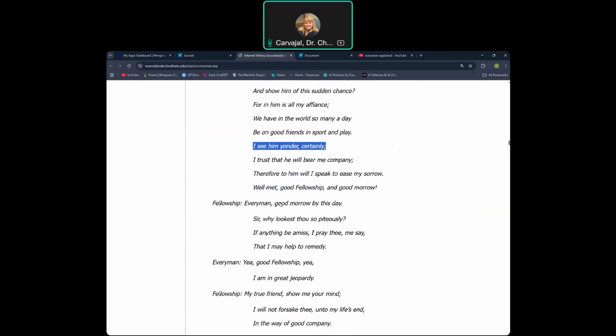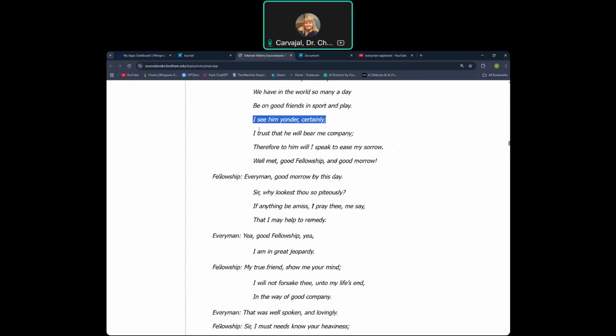I trust that he will bear me company. So if I tell him, hey, I've got to die and go to my reckoning, he'll come with me, right? And so he says, well, not good fellowship. Now, fellowship is a person, and yet he represents friends and the people that he knows. He says hi to him and goes, "Yay, but why do you look so pitiful? Sir, why lookest thou so piteously? Is there anything wrong? Is there something I can help you with?"